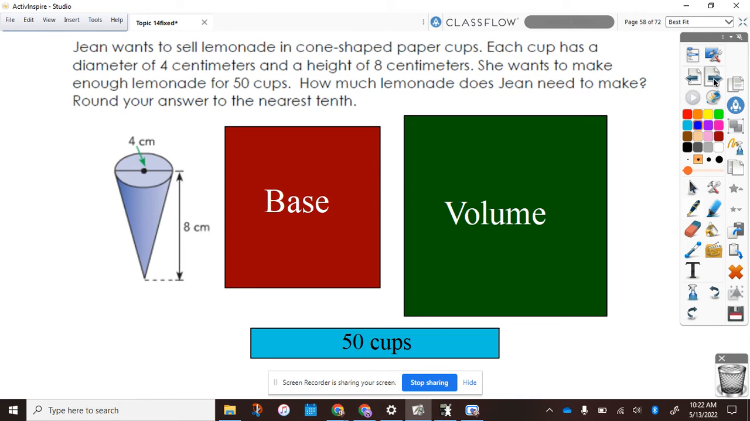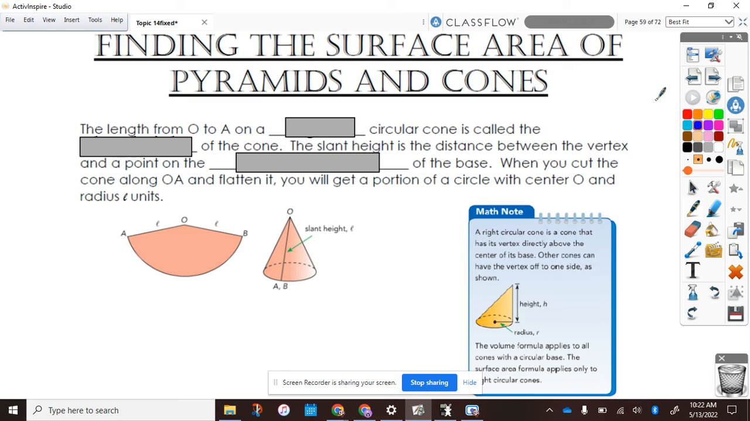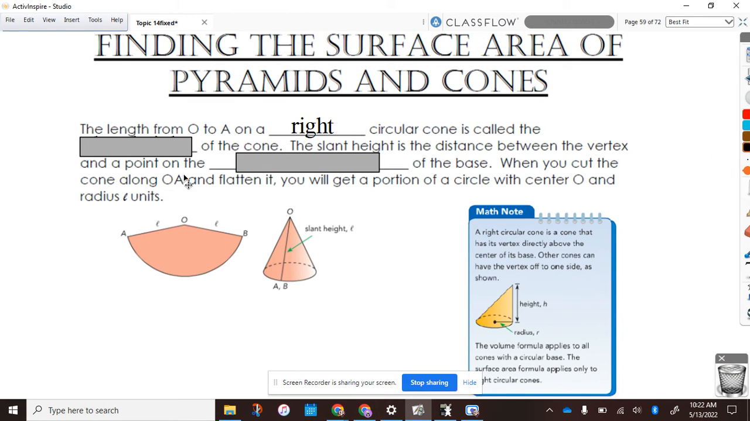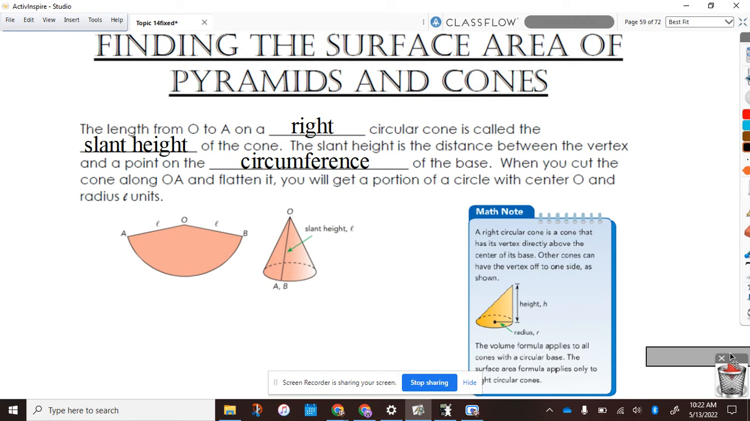All right, we're going to skip that problem and go right on to the surface area. Okay, I want you to go ahead and fill in these blanks right here. I'm not a huge fan of the way that some of this stuff is worded, so I'll try and clear it up a little bit as best as I can.